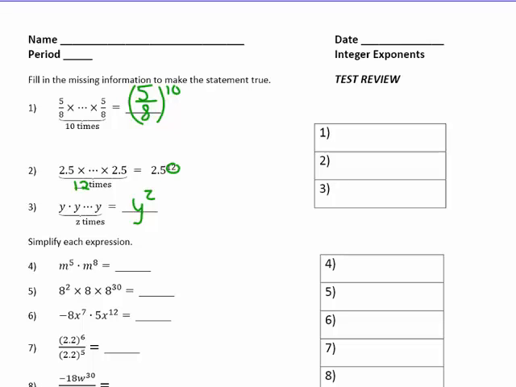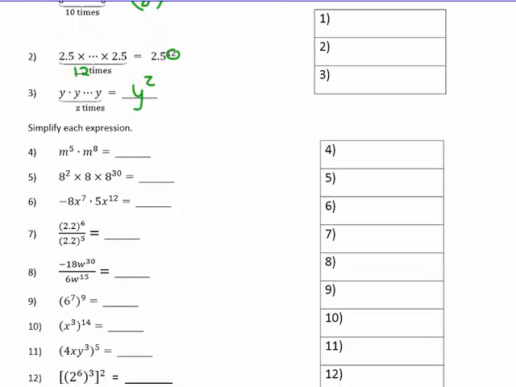For number 4, so now we're going through using our rules. So you have to first look to see what type of problem it is. Adding, subtracting, multiplying, dividing, or a power to a power. And the first 3 are multiplying, which means we're going to add the exponents.